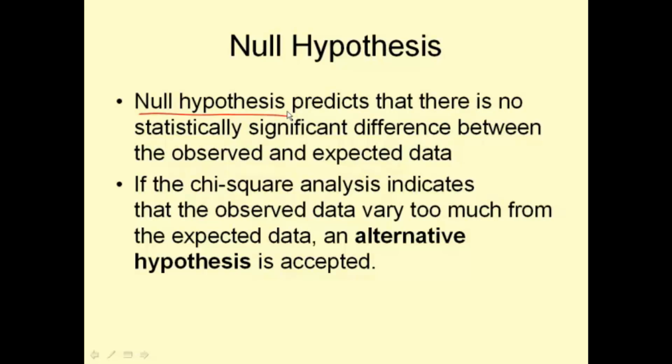However, if you go through and do your chi-square test and find out that the data does vary too much, like that time where we said all 10 times it landed on heads, that's when you come up with an alternative hypothesis and you reject the null hypothesis.